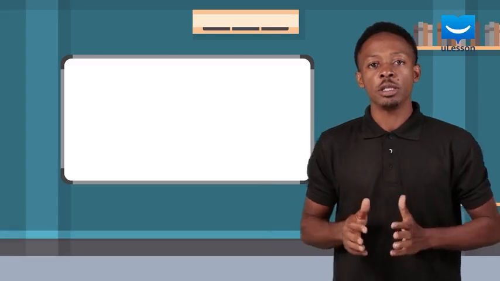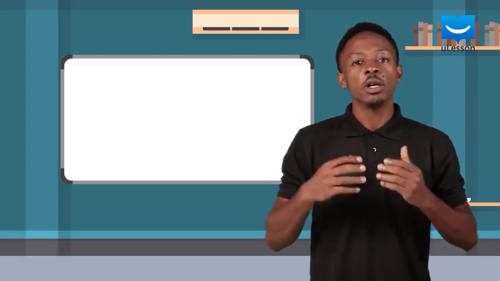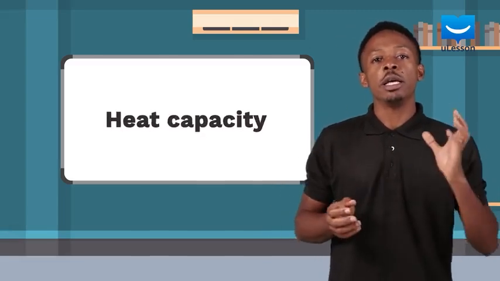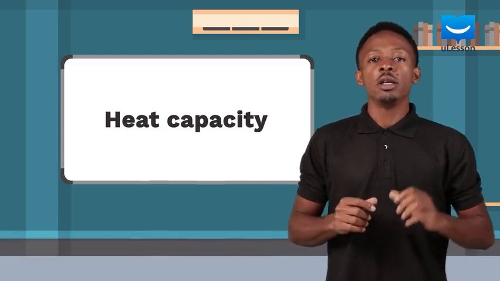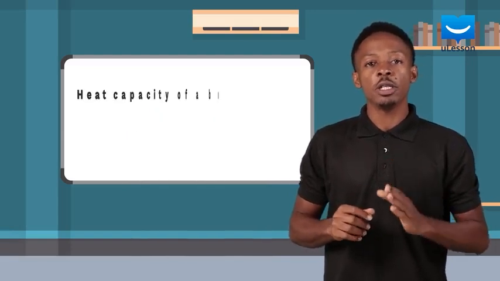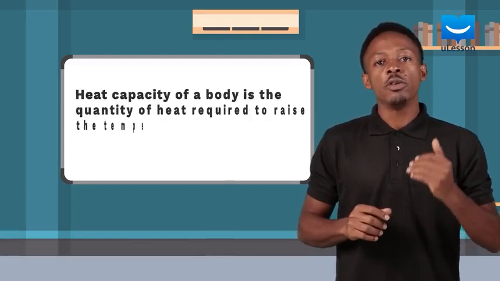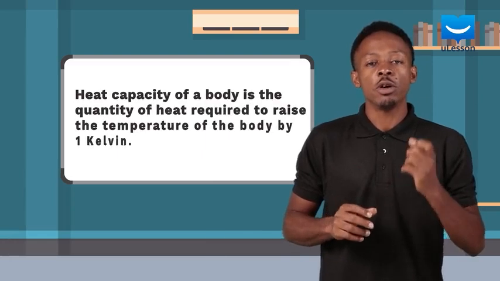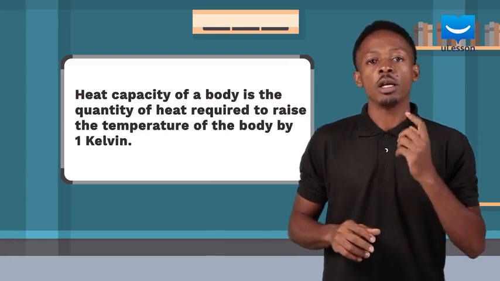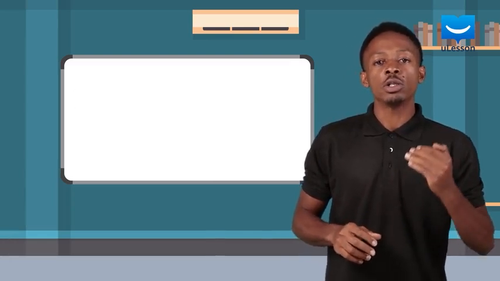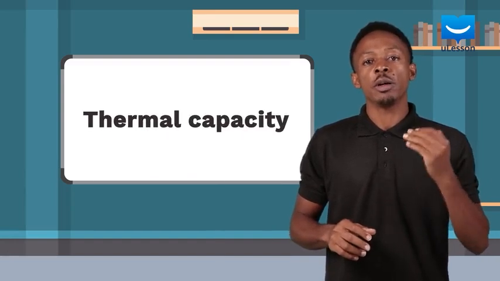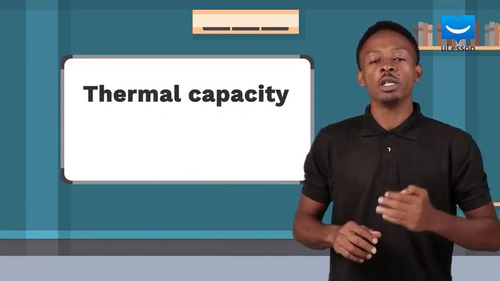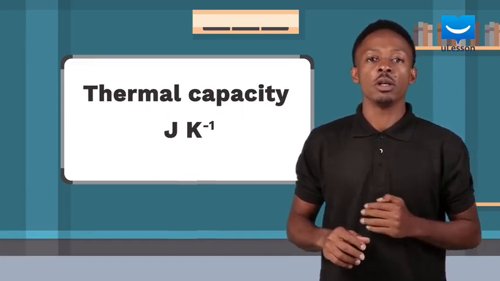Specific heat capacity is related to another quantity called heat capacity. The heat capacity of a body is the quantity of heat required to raise the temperature of the body by 1 Kelvin. It is also known as thermal capacity and is measured in joules per Kelvin.